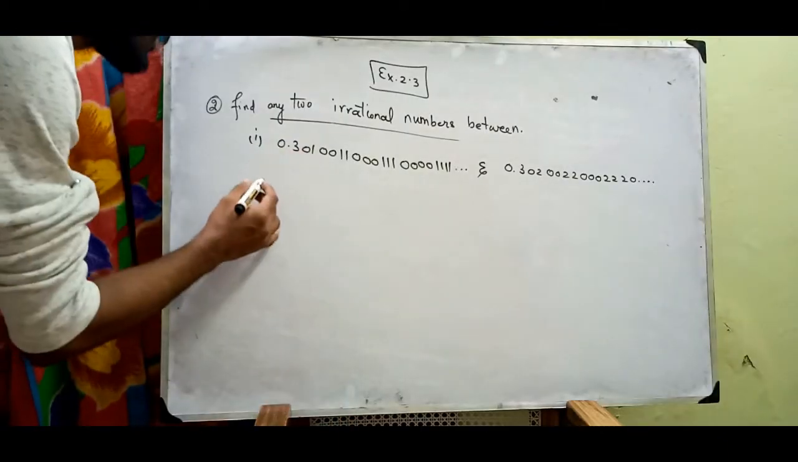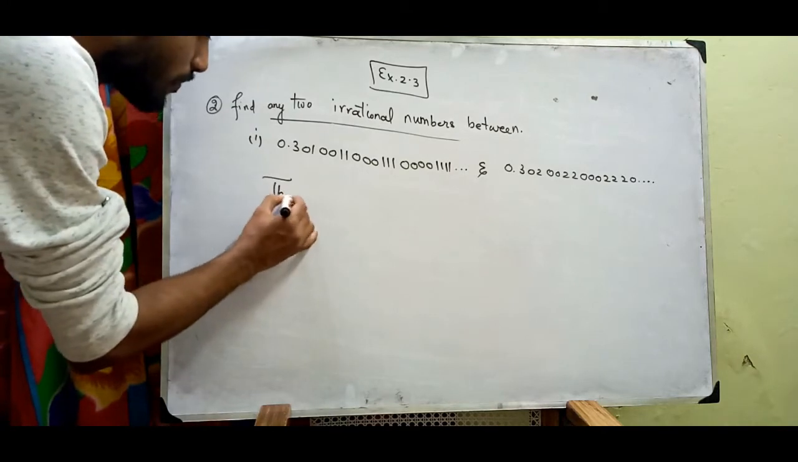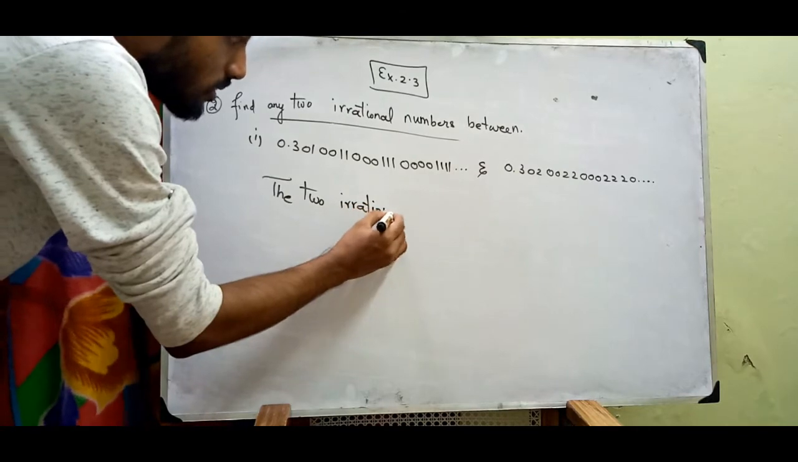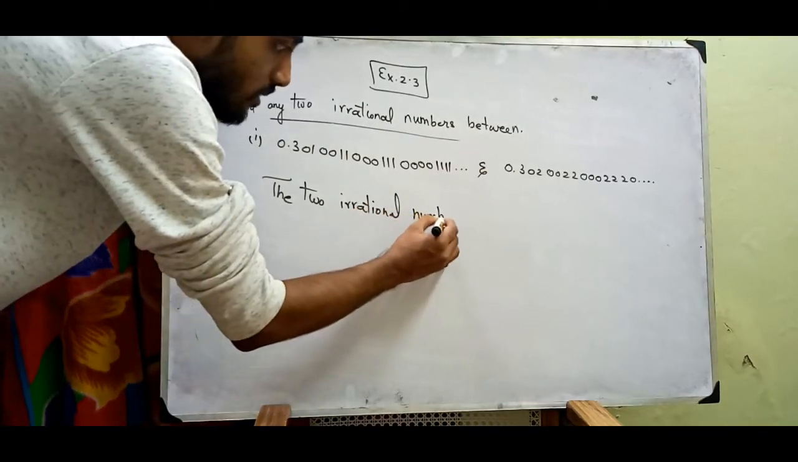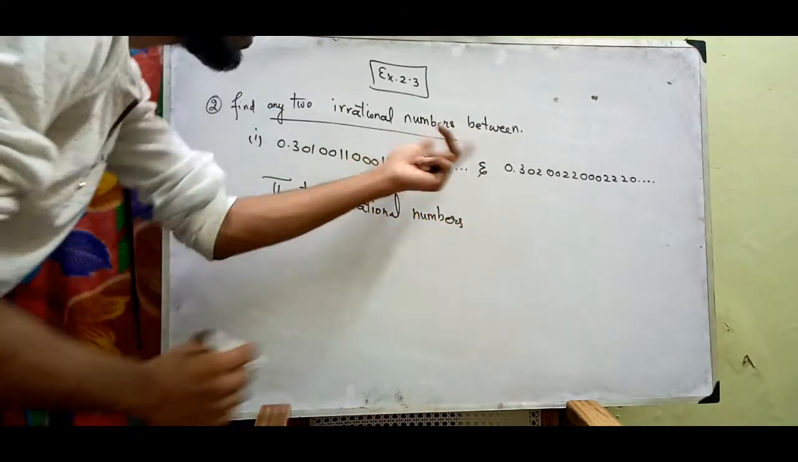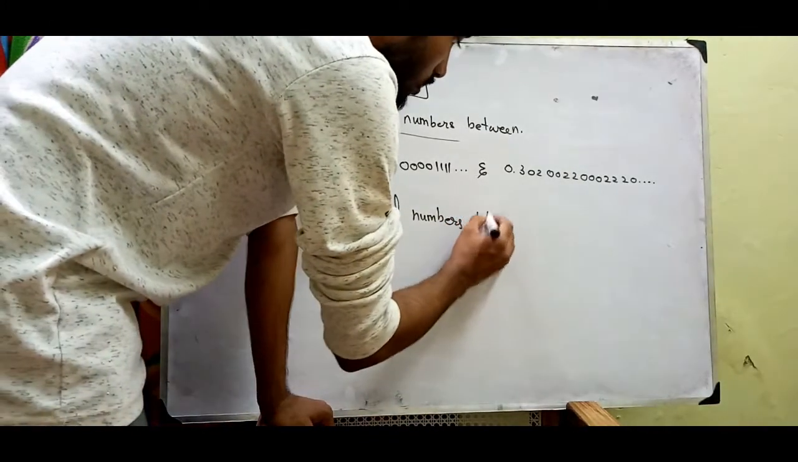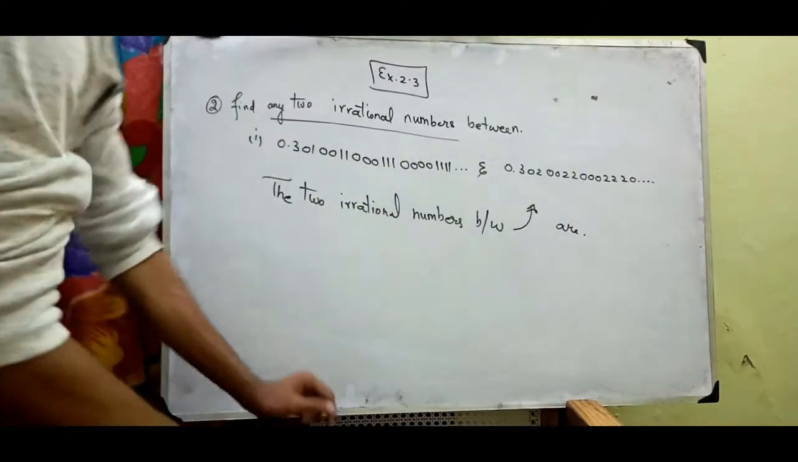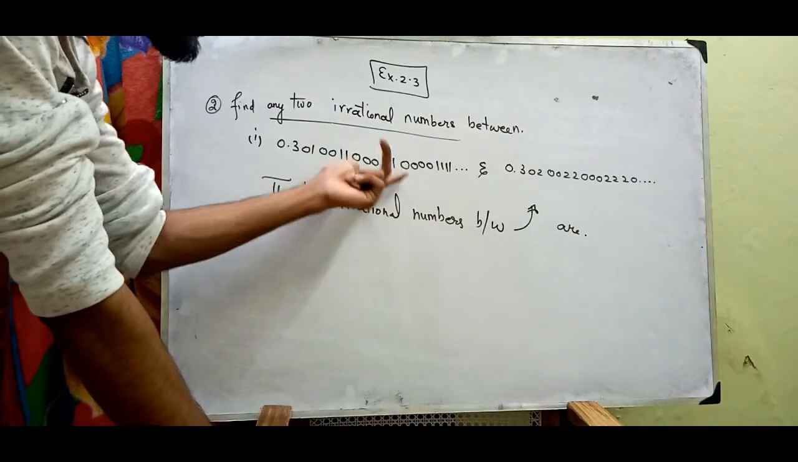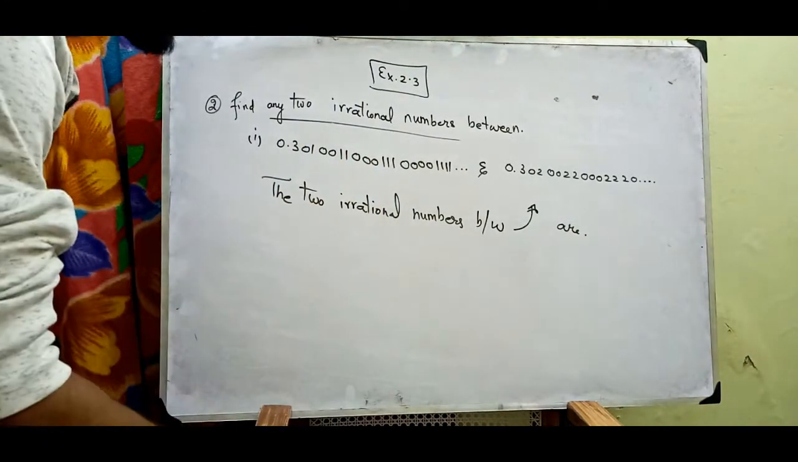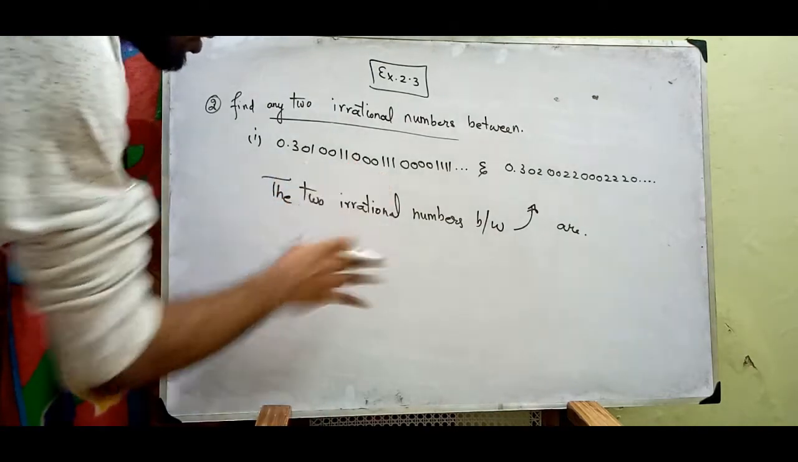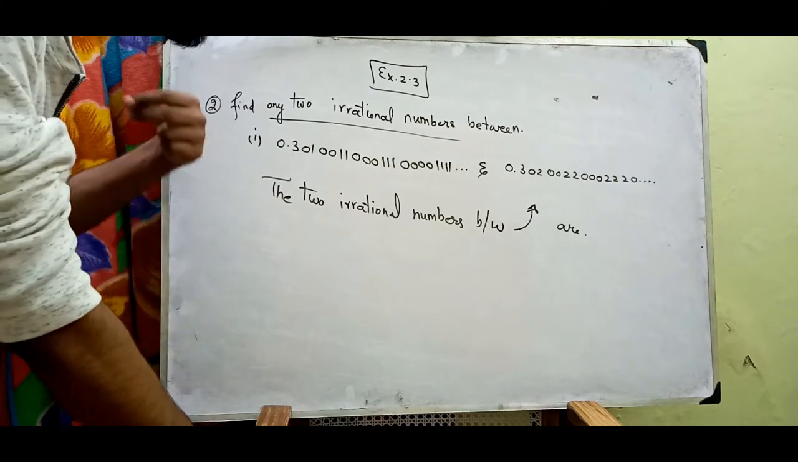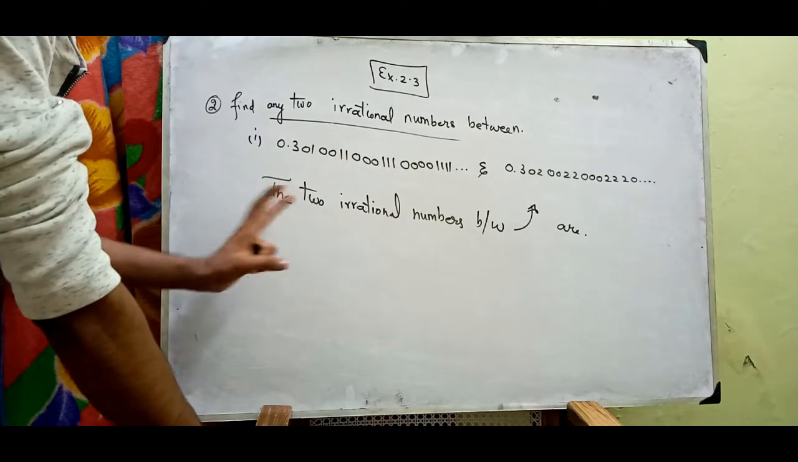What I'm going to do here is write two irrational numbers between these two numbers. You can write another two. No, don't copy my same numbers. You can write in your own way, because there are infinitely many numbers located there.